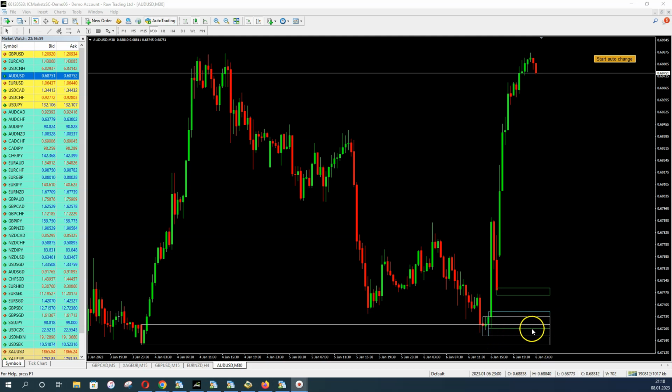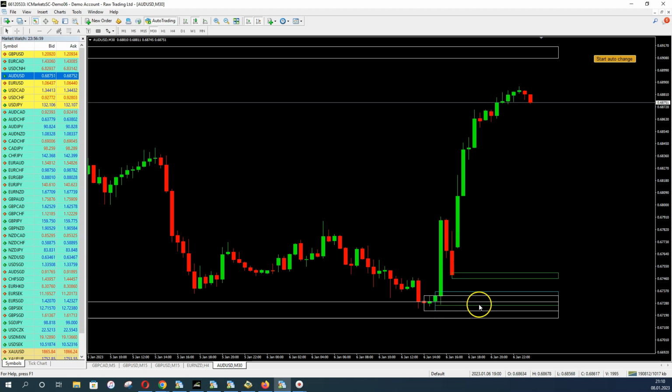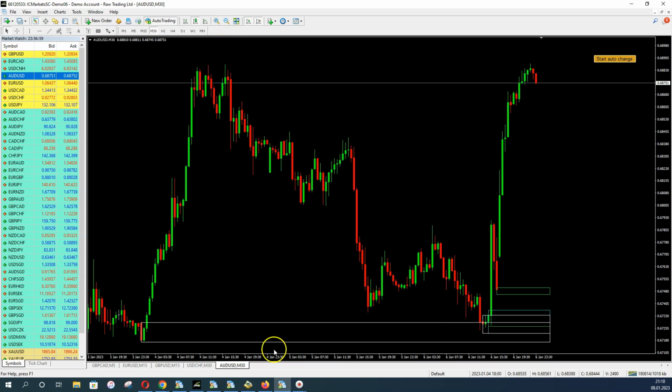So we have 2 demand zones almost on the same area. And then you can see this green box here maybe. I zoom a little bit in, then you can see it better. Then we have this green box here. It's a M15 demand zone, also on the same place. And we have this purple box here, a demand zone from M30. So we have 4 demand zones on the same area. This makes this area really, really strong here.